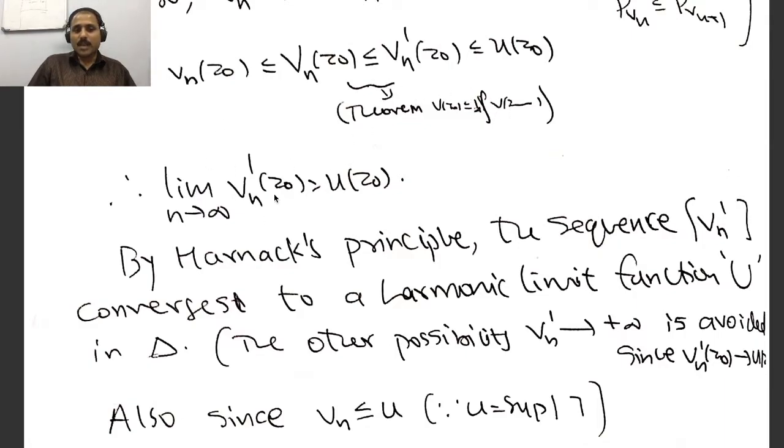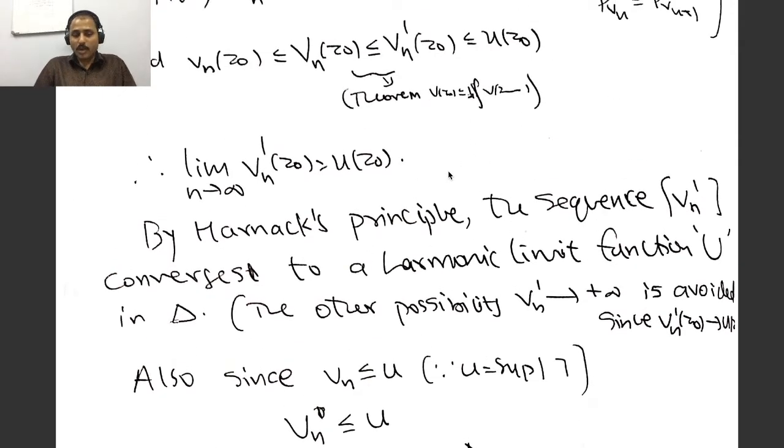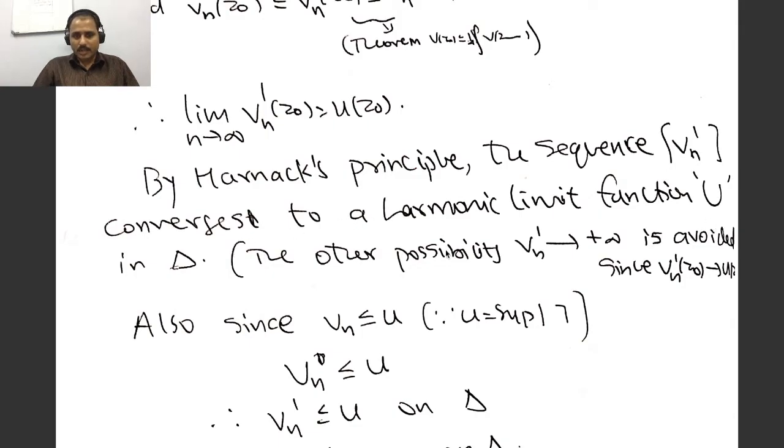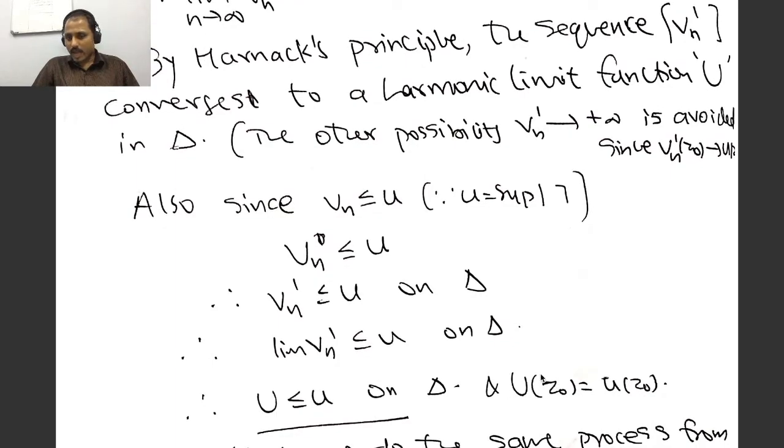So now what happens? The limit of Vn prime Z0 is equal to U Z0 from this, because this limit is U Z0. So by Harnack's principle, note that Harnack's principle is applicable to the sequence Vn prime inside delta, because inside delta it coincides with the harmonic function Pvn. So Harnack's principle is applicable. So it converges to a harmonic limit, say capital U in delta. Now capital Vn is less than or equal to small u, because it's a supremum of them. So Vn prime is less than or equal to u on delta. So the limit of Vn prime, which is a harmonic function capital U, is less than or equal to u. And capital U Z0 is equal to small u Z0, because the limit is equal to u at Z0.